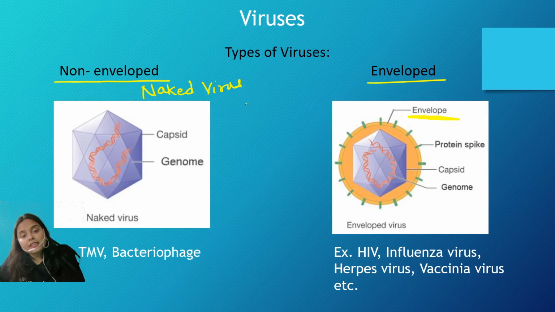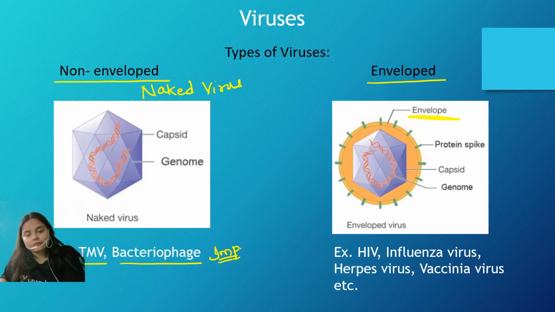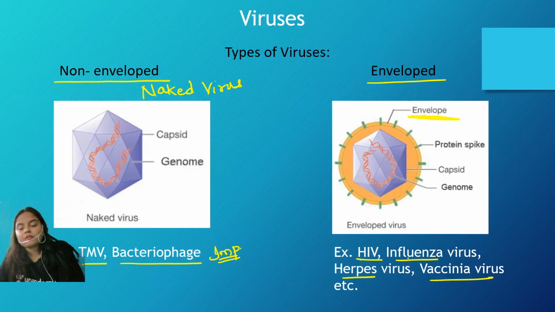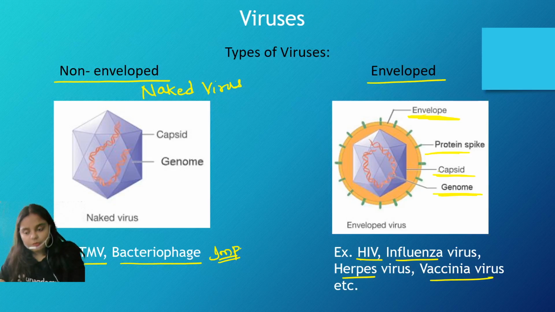Examples of the naked or non-enveloped virus include tobacco mosaic virus and bacteriophages. These two are very important examples of viruses. Talking about the enveloped viruses, there are multiple examples: HIV virus, influenza virus, herpes virus, vaccinia virus. As you can see, there are protein spikes present on the envelope. Then inside it is the capsid, which is enclosing the genetic material. Genome is labeled here. So these are the two types of viruses.